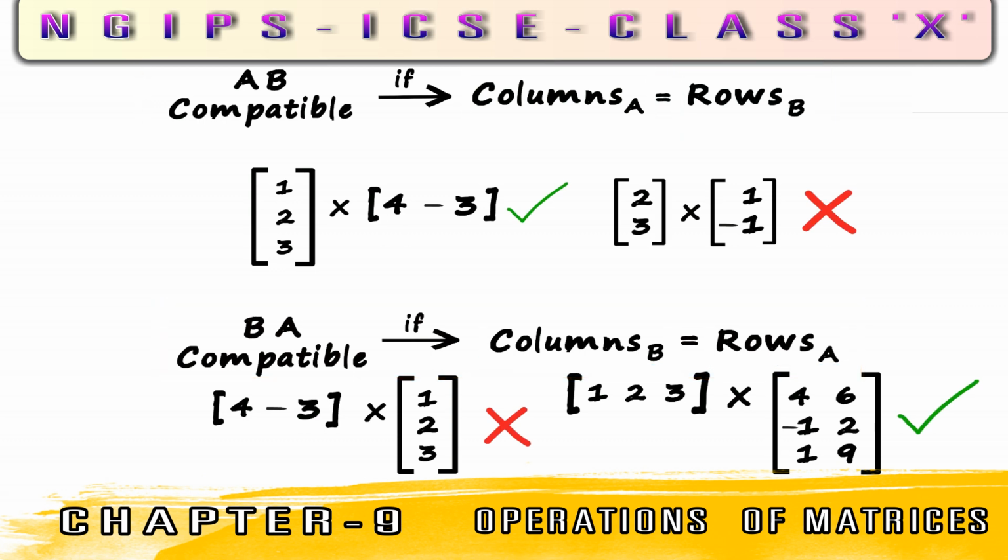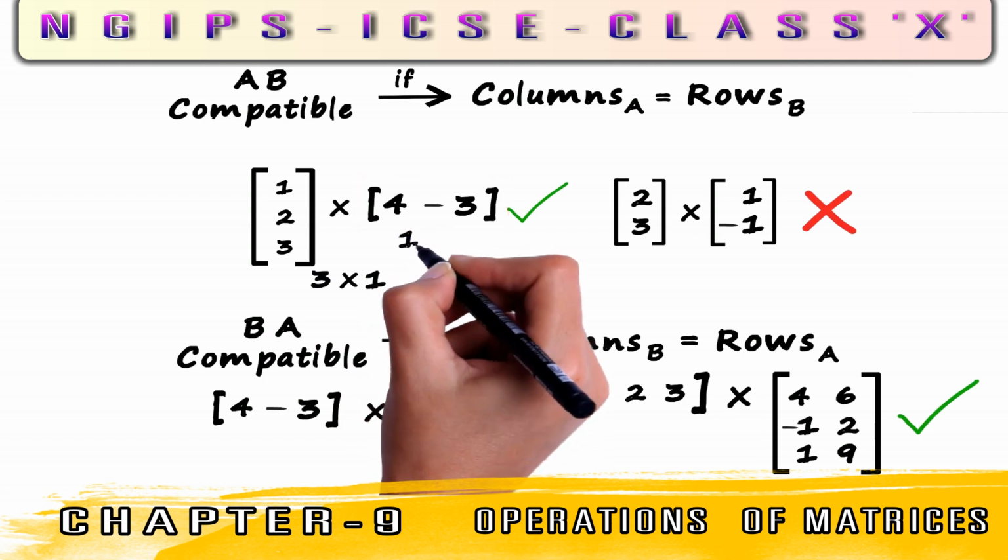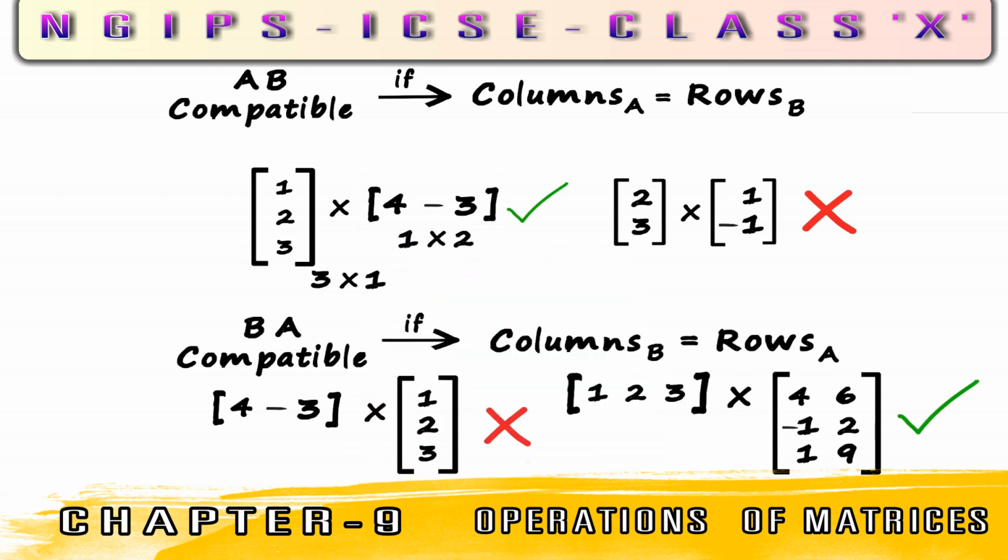A good way to find out if multiplication is possible is by writing the order of the matrices. Let's see how it helps us. Look at the first example. The first matrix has 3 rows and 1 column. Its order will be 3 by 1. The order of the second matrix will be 1 by 2. We see 4 numbers here. Multiplication is possible if the second and the third number are equal. 1 equals 1, so multiplication is possible.